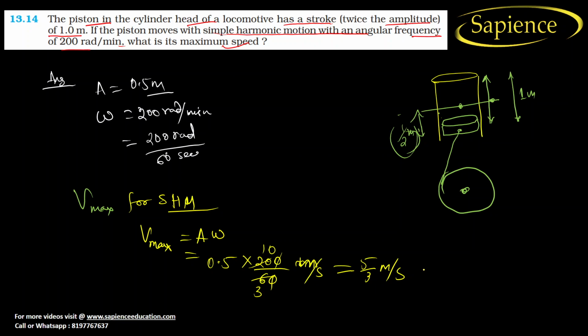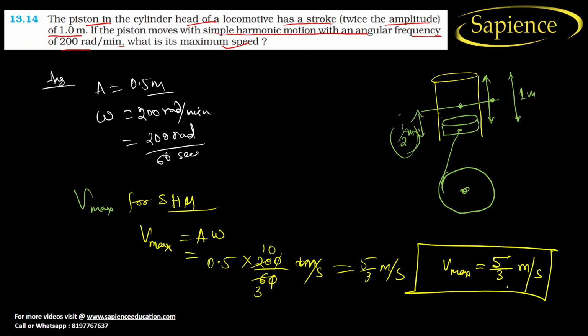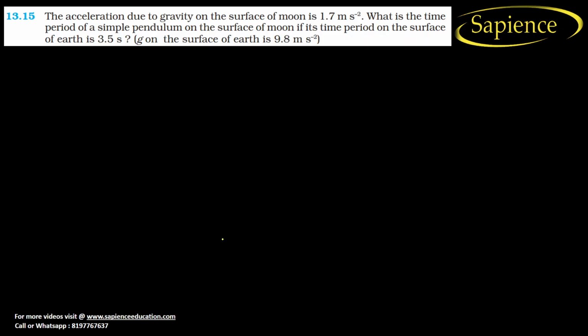So I hope you have understood this. Our required answer is velocity max is equal to 5 by 3 meter per second. I hope you have understood this question. Now let us go for question number 13.15.